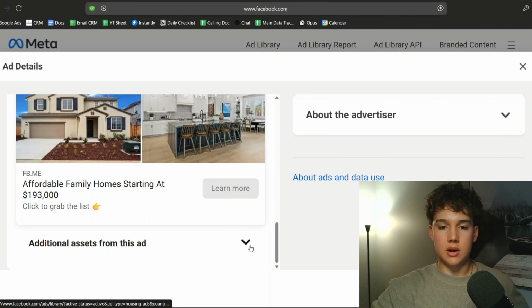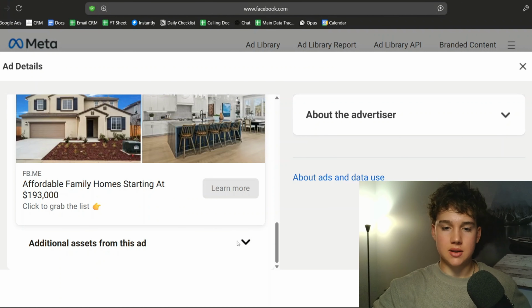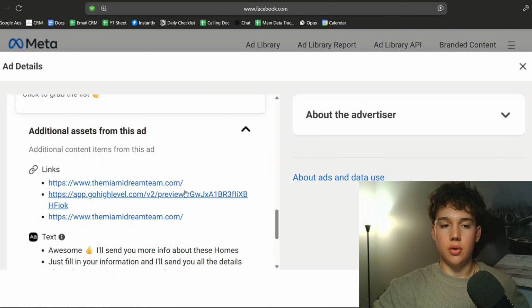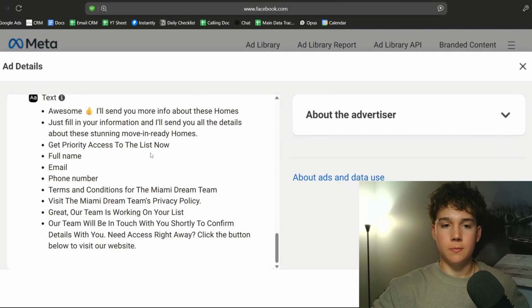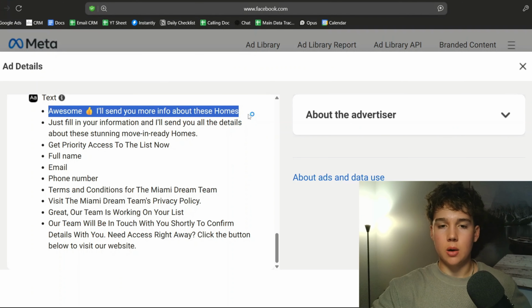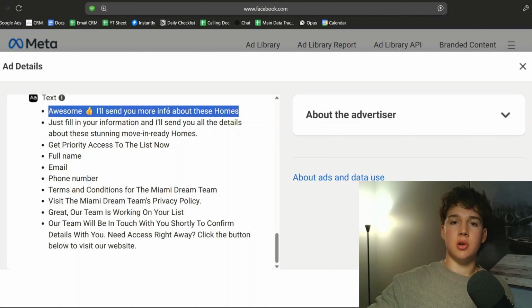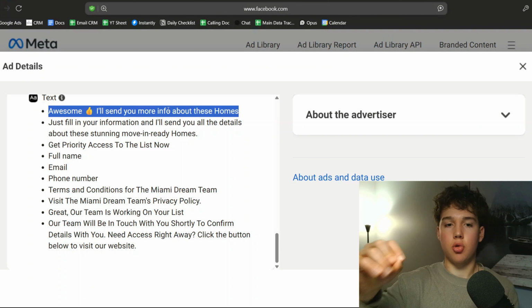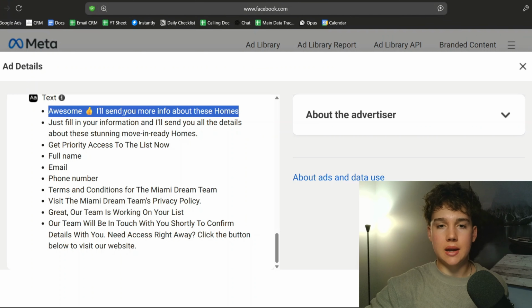Now, the next part is what you can also do is click additional assets, and we can see what it looks like when they click on the ad. So they're going to see it. Awesome. I'll send you more info about these homes. I would say I'll send you more info about this exclusive list of homes, and you can put, hey, disclaimer, this is for first-time home buyers only. You want to call out exactly who this is for. So again, you need to get clear on your ICP, on who you're actually targeting.